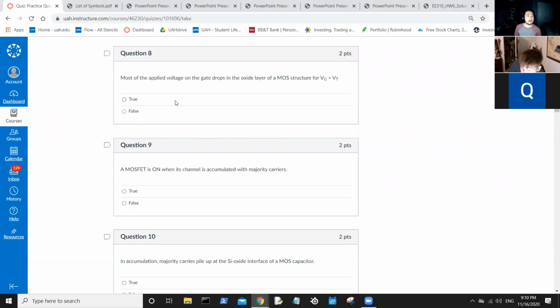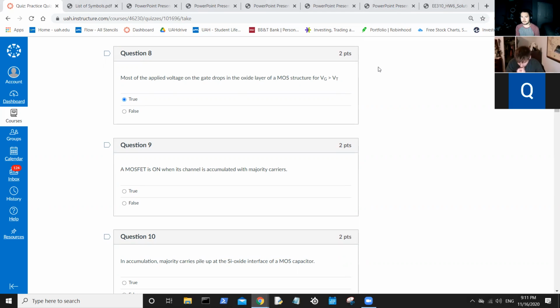Most of the applied voltage on the gate drops in the oxide layer. Yes, oxide sucks. That's how I remember it. When I consider the concept of a voltage drop, I always correlate it with a resistor. A resistor causes a potential drop across it. An oxide layer has a higher resistance than a semiconductor or some other metal, right? Therefore, the highest resistance component of the structure we're working with here, the MOS, the metal oxide semiconductor, right?